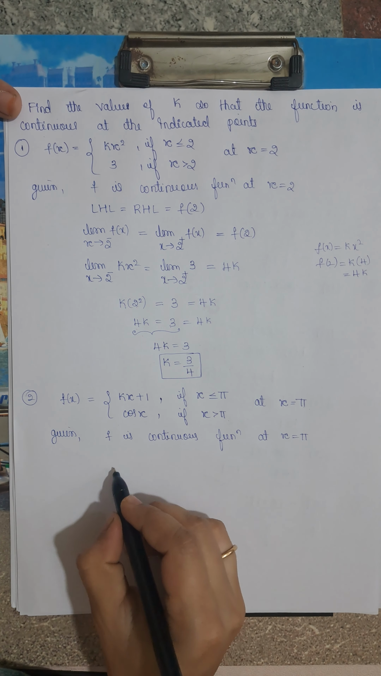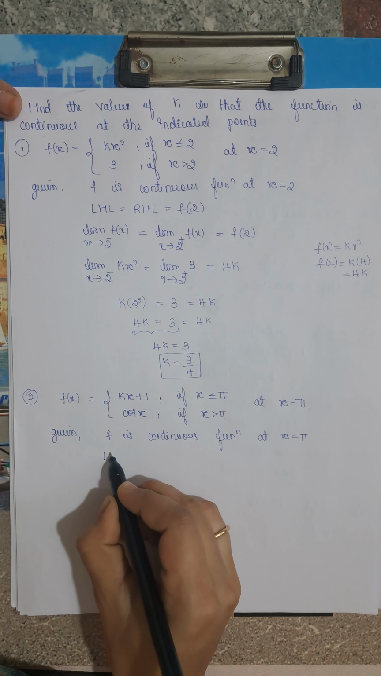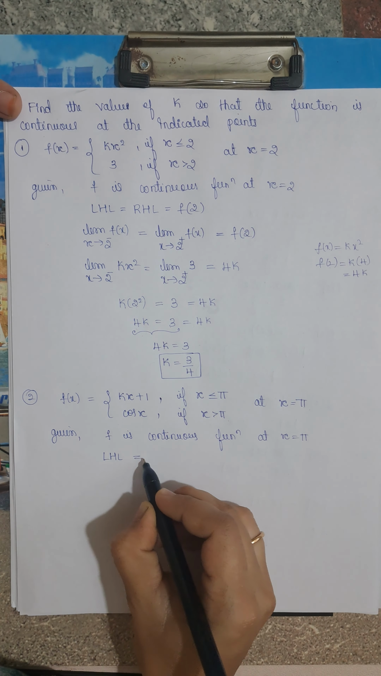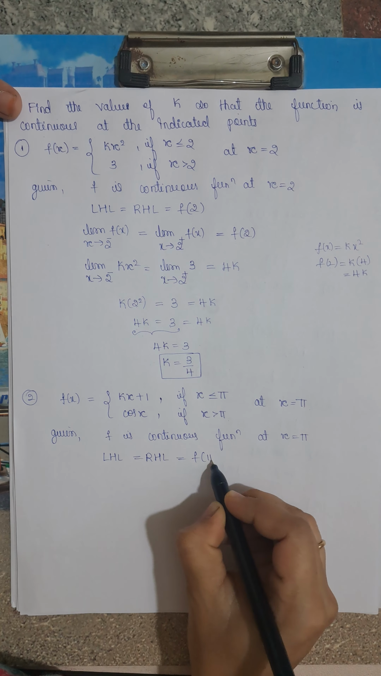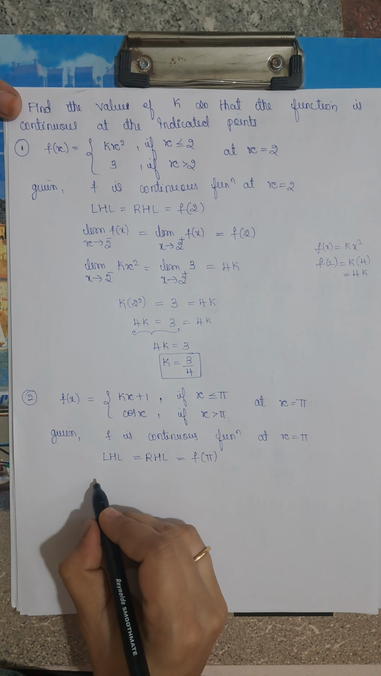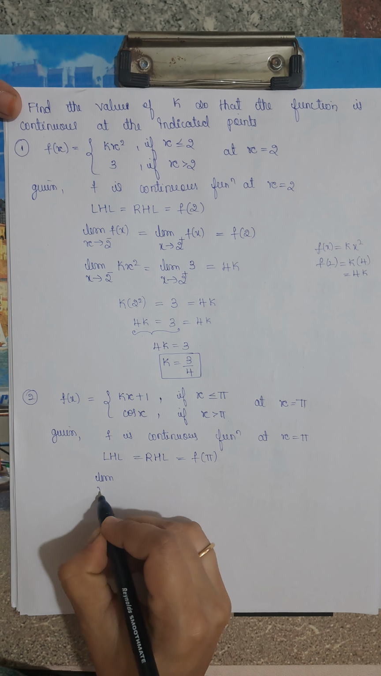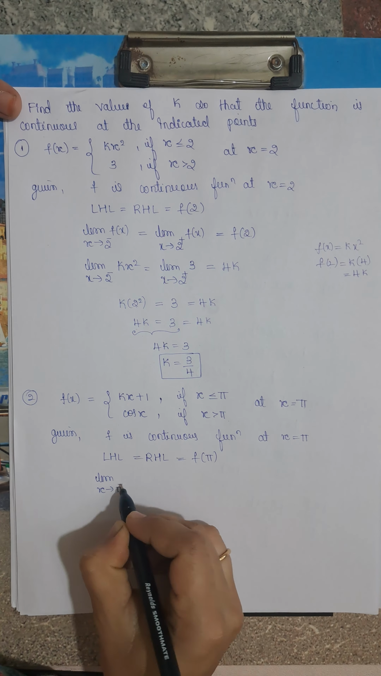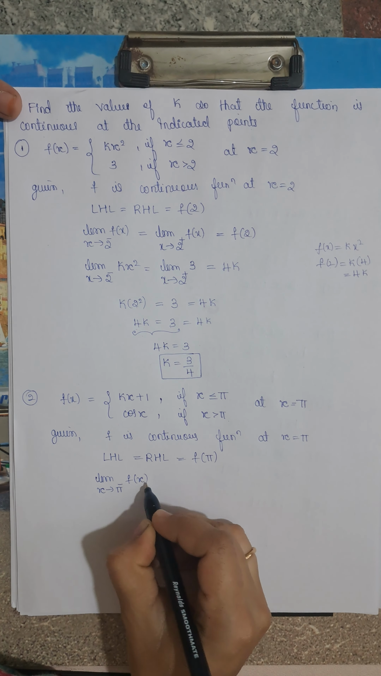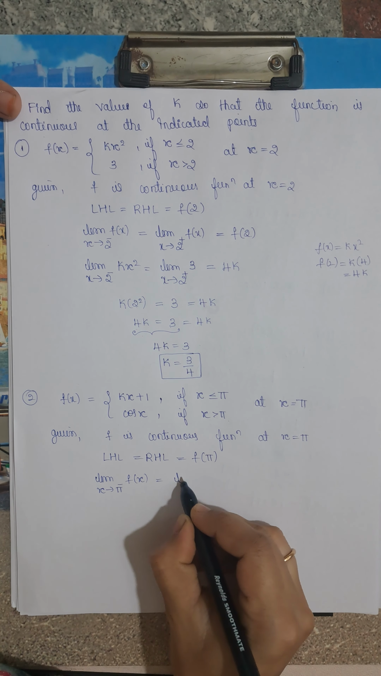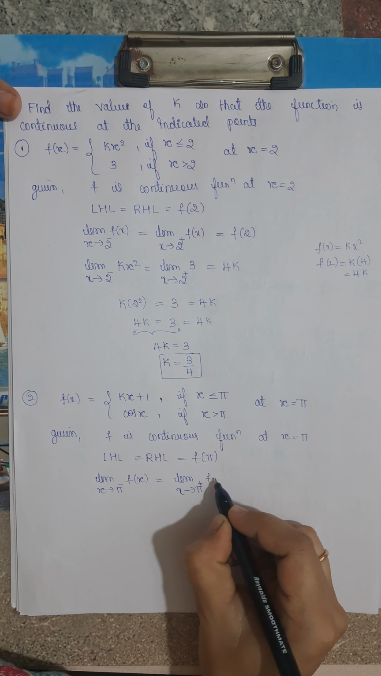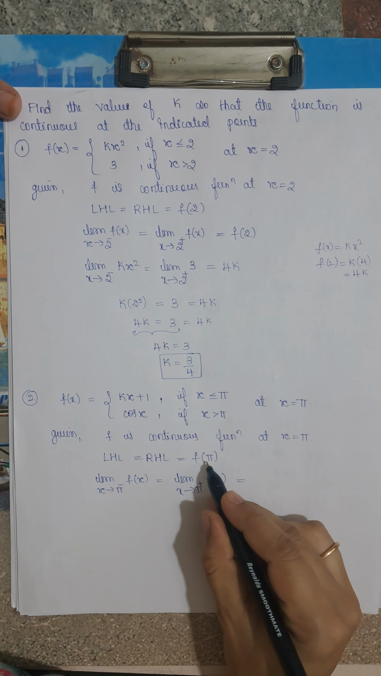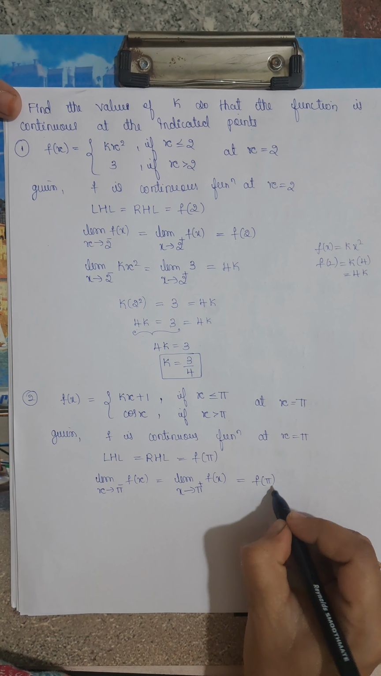So since it is continuous, by the definition of continuity, we can write LHL is equal to RHL is equal to f of the given point, that is pi. So LHL in the sense limit as x tends to pi minus f of x is equal to limit as x tends to pi plus f of x, which is RHL, and that is equal to f of pi.